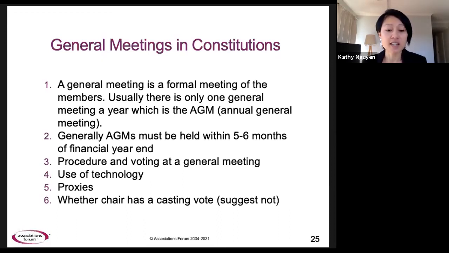Whether the chair has a casting vote or not. What we mean by a casting vote is, if the votes are equal, does the chair get the final vote? And our recommendation is no. So if the vote is tied, the motion is a failed motion, so no resolution is passed. This is what we would recommend the Constitution state.